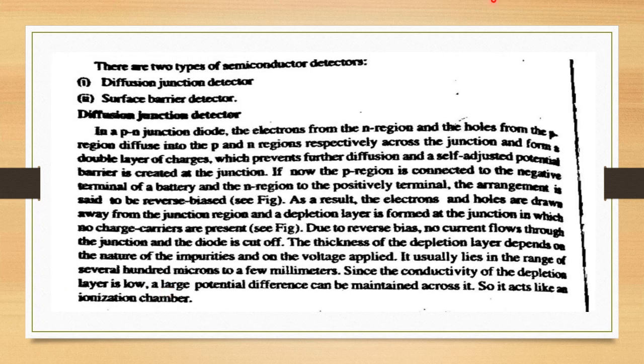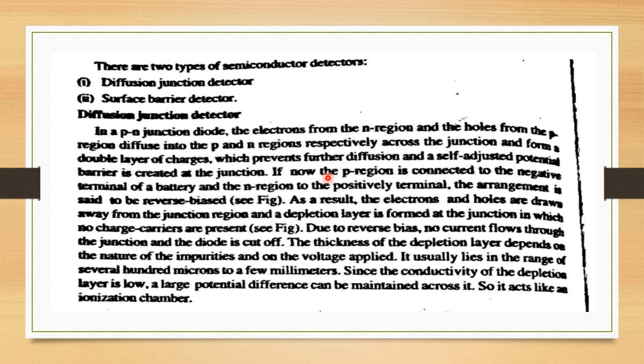There are two types of semiconductor detectors. The first one is the diffusion junction detector, and the second is the surface barrier detector. First we go on to the diffusion junction detector. In a PN junction diode, the electrons from the N region and the holes from the P region diffuse into the P and N regions respectively across the junction, and it forms a double layer of charges which prevents further diffusion, and a self-adjusted potential barrier is created at the junction.